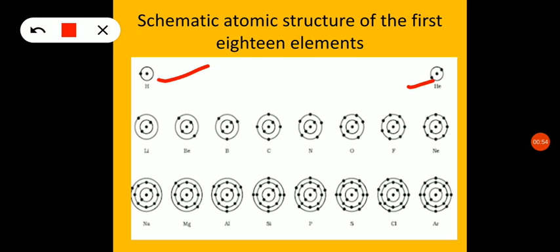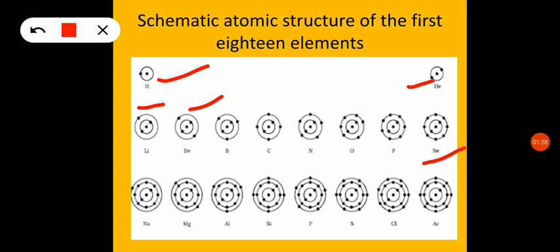Next is lithium. Lithium has totally three electrons. In the first shell, two electrons are filled and one more electron is filled in the second shell. Likewise, beryllium has totally four electrons. The first two electrons are filled in the first shell and the next two electrons are filled in the second shell. So all these up to neon have only two shells.